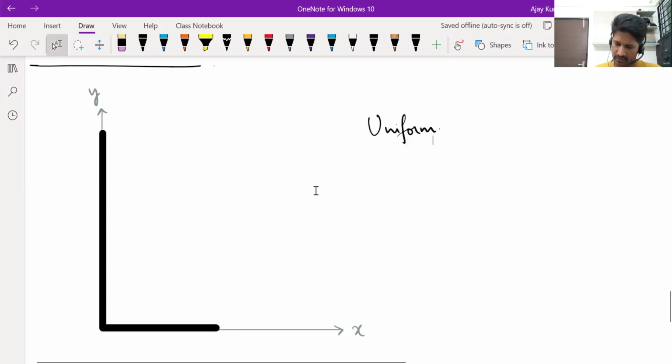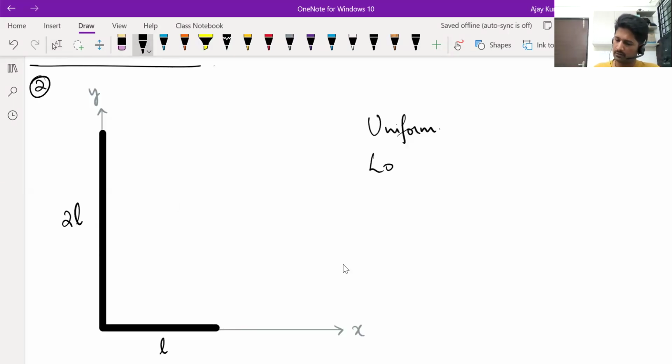And let's say the coordinates are given to you. Assume the length on this side is 2L by 3, or let's take it 2L just for convenience. This side length is 2L and this length is L. Okay, those are the dimensions of the L-shaped object. You have to find out where is the center of mass of this object. Locate the center of mass of this object.